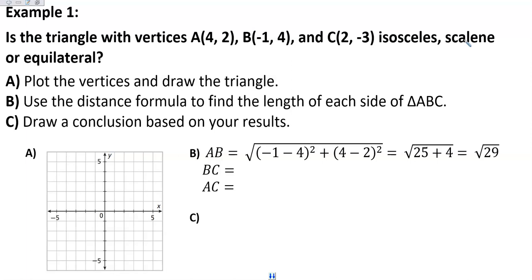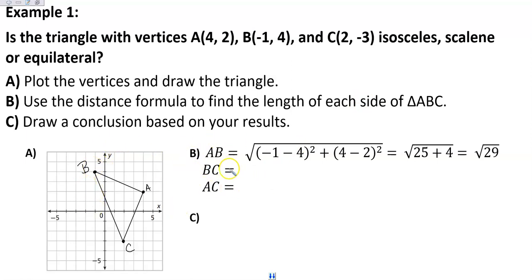Okay, so the first thing that we're going to do is start off by plotting the triangle. So we're going to go 4, 2 is point A. And then we're going to go -1, 4 is B. And then 2, -3 is C. And then we will connect our points here to make our triangle.